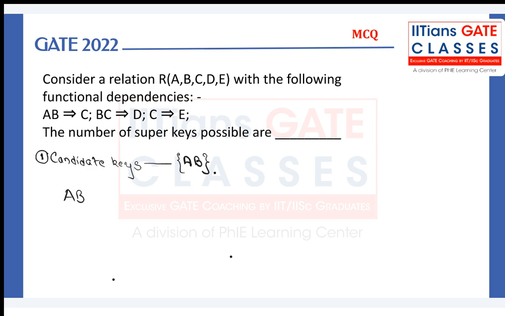can I say ABC is a super key? Can I say ABD is a super key? I can also say ABE is a super key, right? So the answer should be three. It turns out it is not. Why? Can I say ABCD is a super key?